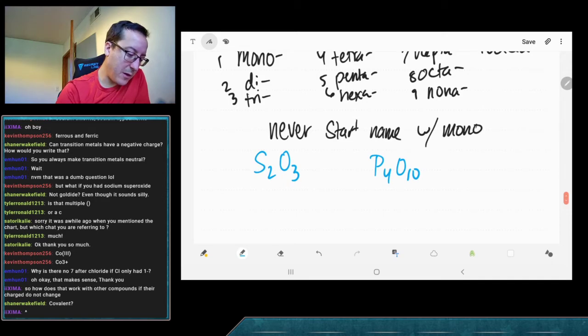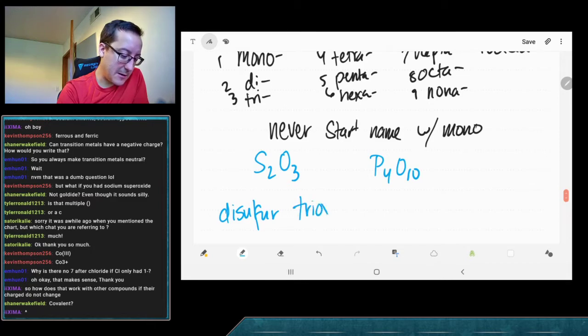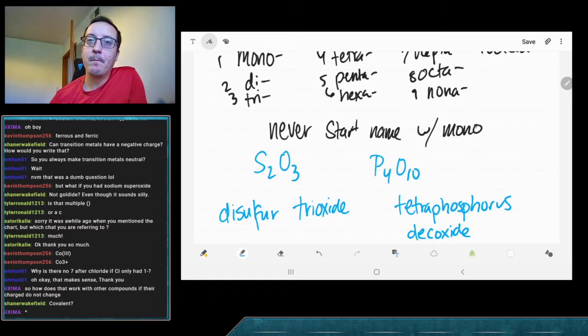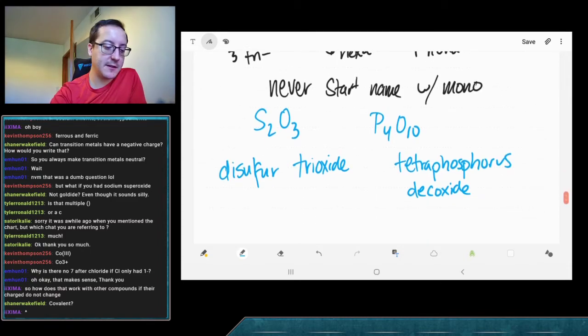We see, okay, we have 2 sulfurs, so disulfur, and then trioxide. Easy. Tetraphosphorus, decoxide. Boom. These are the easy ones to deal with.